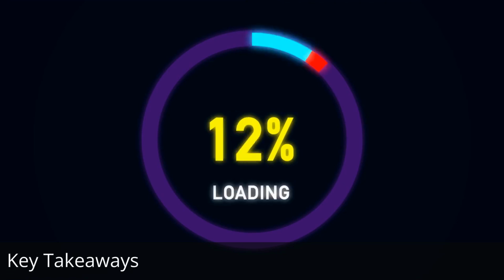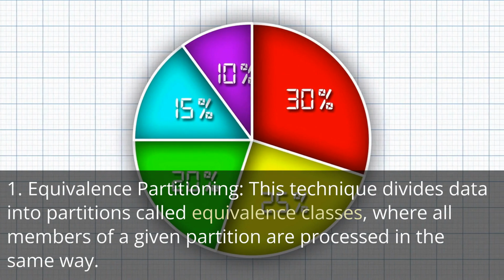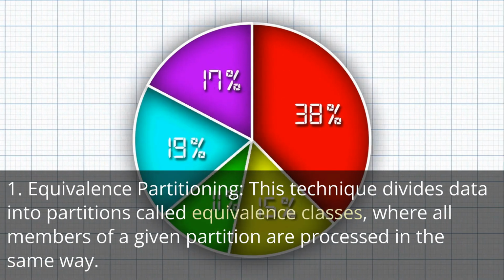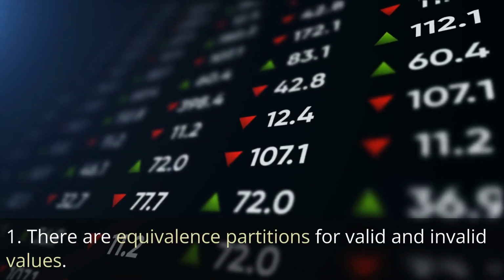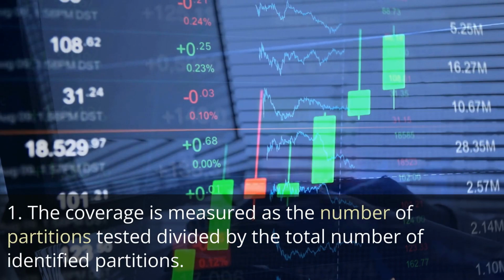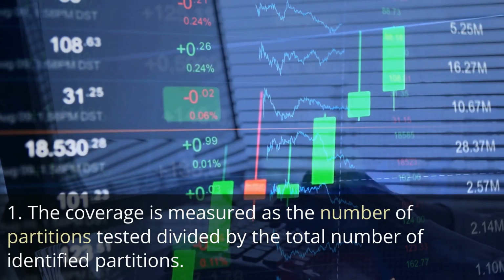Key takeaways. 1. Equivalence partitioning. This technique divides data into partitions called equivalence classes, where all members of a given partition are processed in the same way. There are equivalence partitions for valid and invalid values. The coverage is measured as the number of partitions tested divided by the total number of identified partitions.